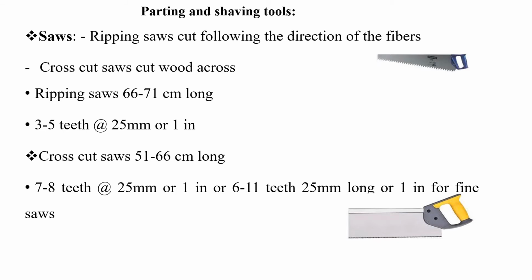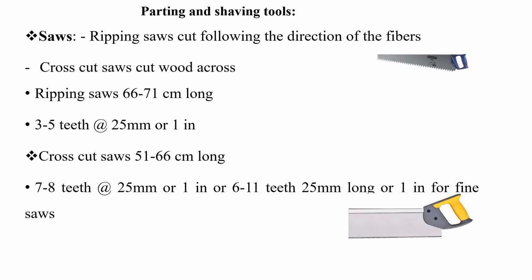Number 2 is parting and shaving tools. Parting and shaving tools consist of the saws. Saws are classified into two classes. Class number 1 is the reaping saw. Class number 2 is the cross-cutting saw.